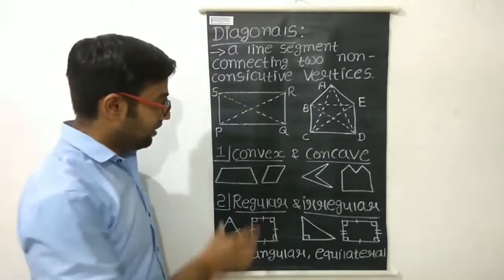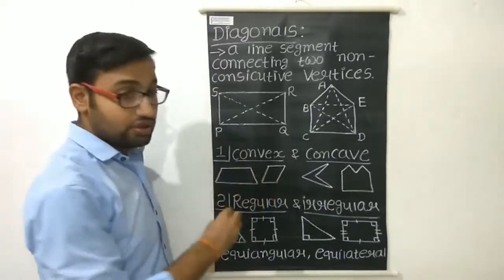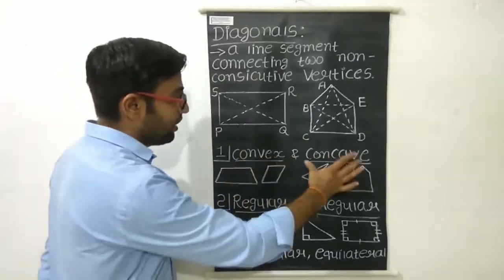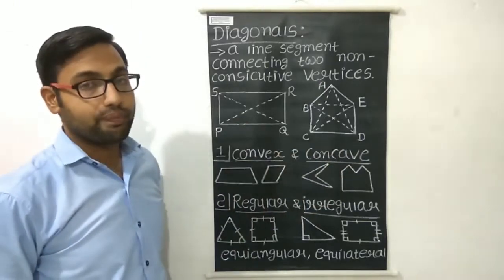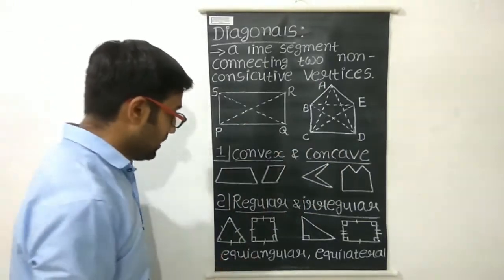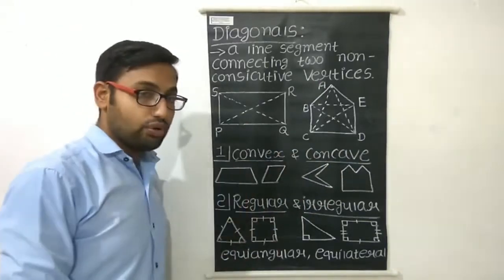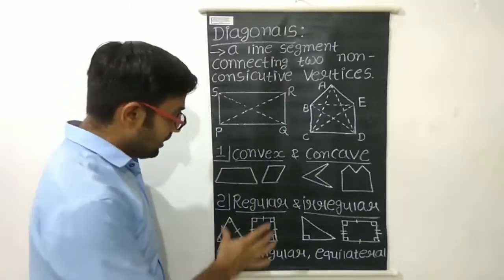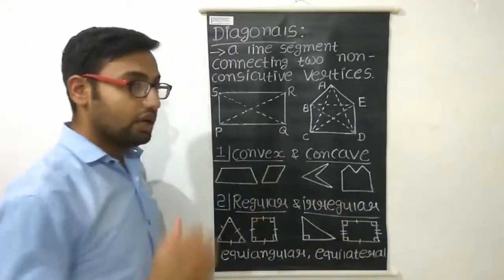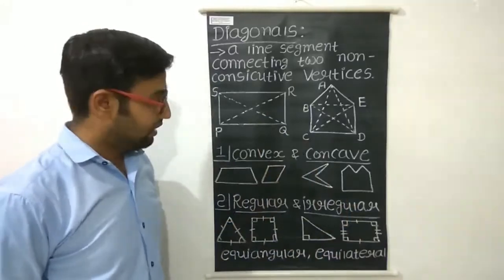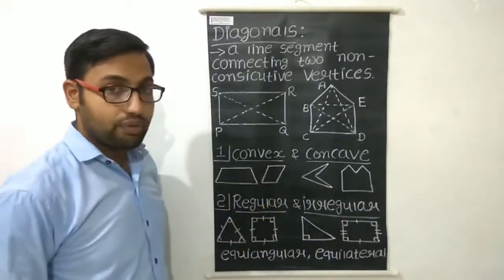So now it is clear which polygon we can say is concave and which one is convex. Right? Okay. Now in another way also we can classify polygons, like regular polygon or irregular polygon. Right? So which are called the regular polygons?